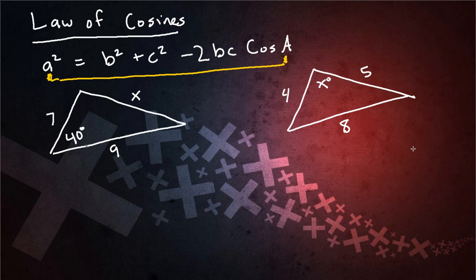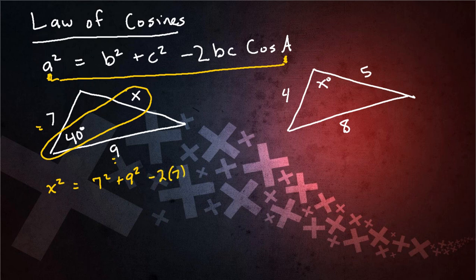So I have this triangle right here, and I want to find X. So notice it's not labeled with A's, B's, or C's. So here we go. There's my angle and its opposite side. So that means this 7 and this 9 in this equation are the B and C. So I'm just going to write it in. So A is the X, so X squared equals 7 squared plus 9 squared minus 2 times 7 times 9 cosine 40.